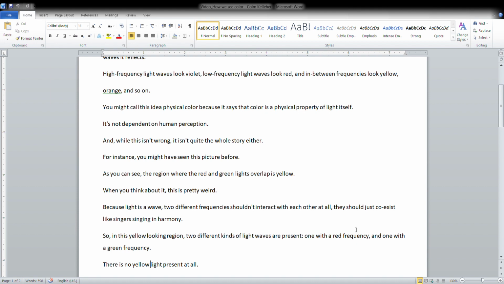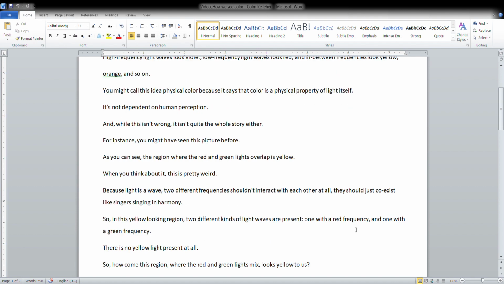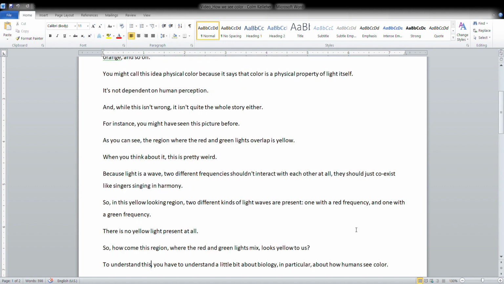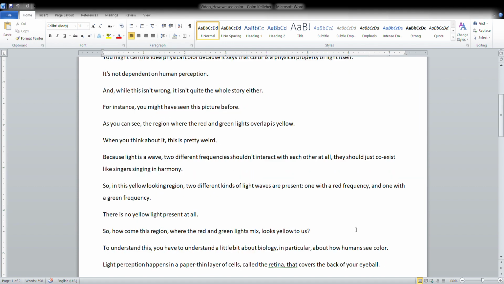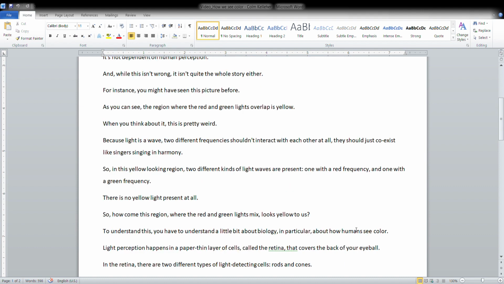They should just coexist like singers singing in harmony. So in this yellow-looking region, two different kinds of light waves are present, one with a red frequency and one with a green frequency. There is no yellow light present at all. So how come this region where the red and green lights mix looks yellow to us?